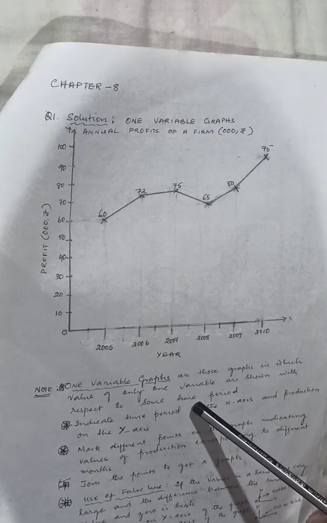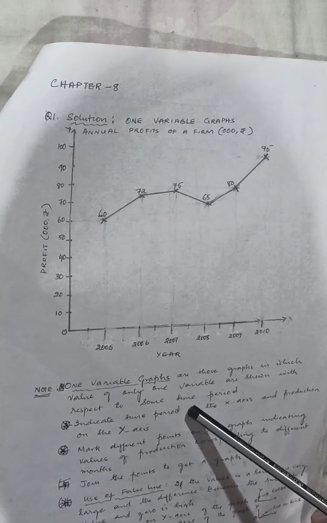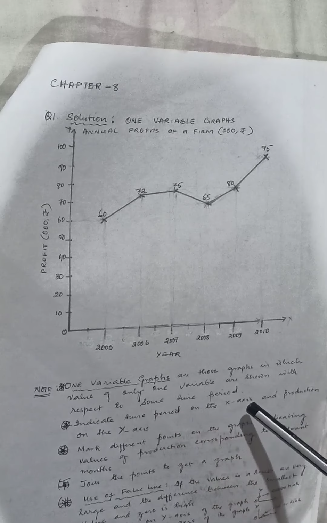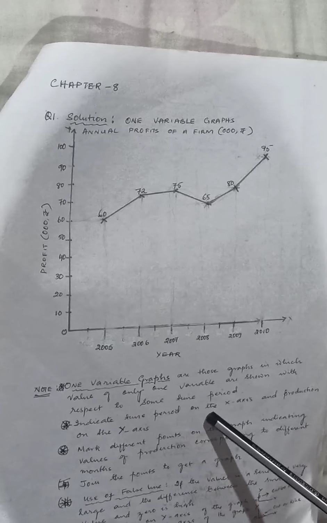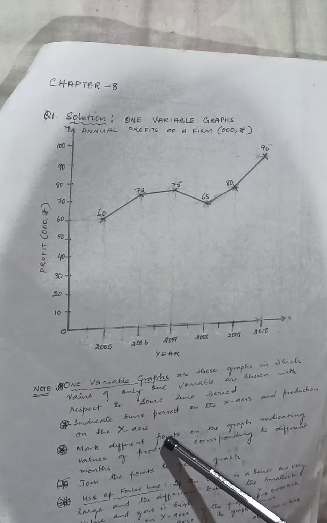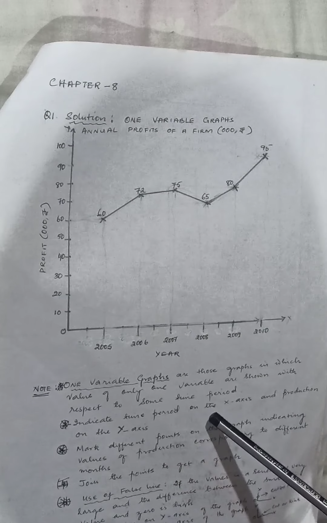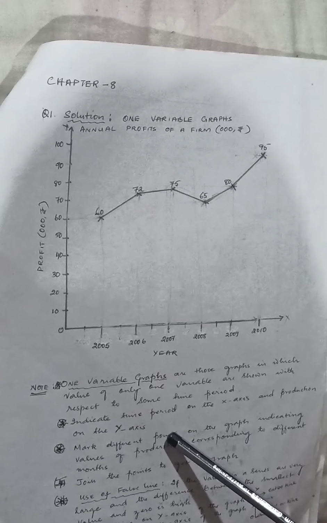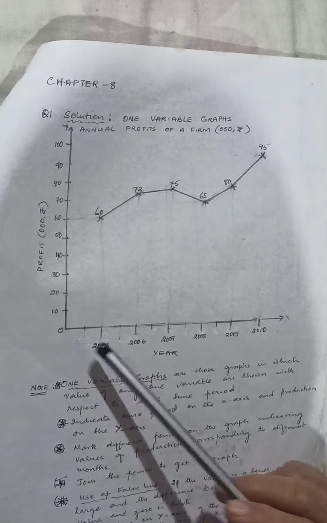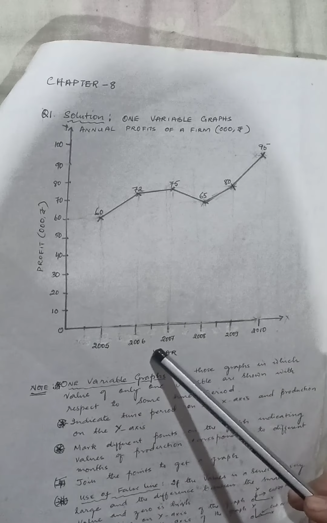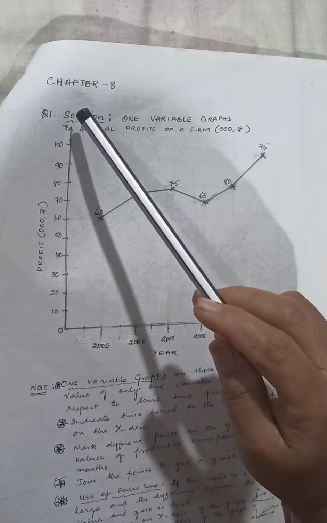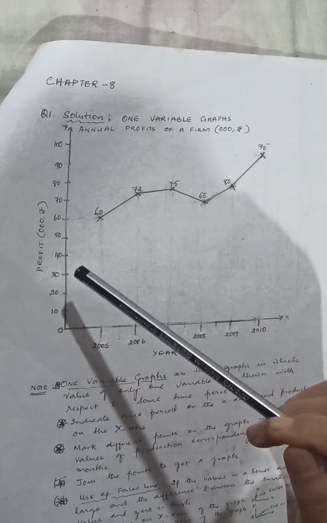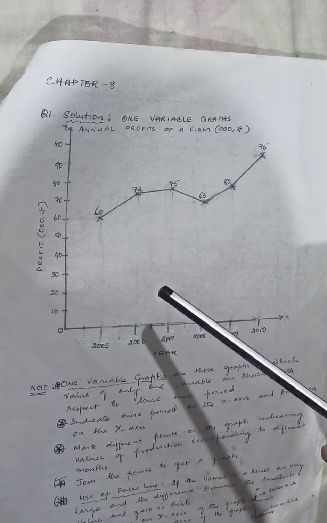As we already know, one variable graphs are those graphs in which the value of only one variable is shown with respect to some time period. It indicates the time period on the x-axis and the projections on the y-axis. So on the x-axis this represents the time period, and the y-axis represents the projections.